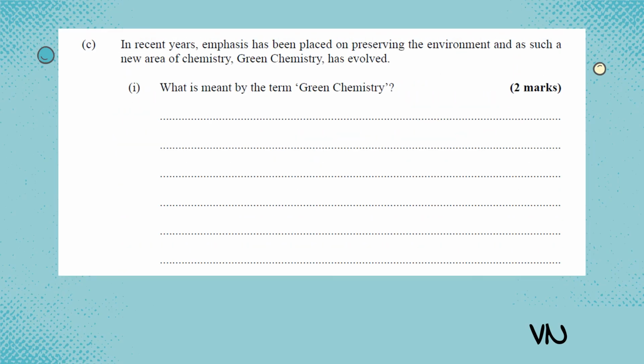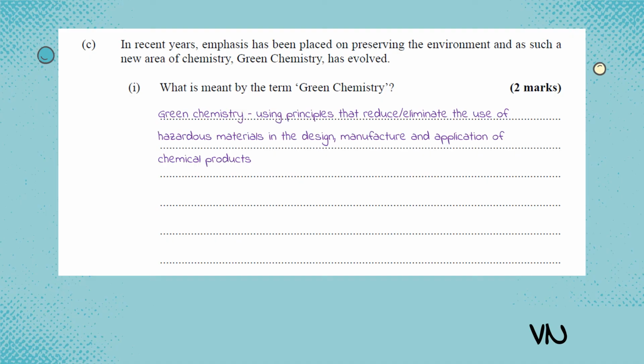Part C of the question deals with that part of the syllabus, green chemistry. The first part asks us, what is meant by the term green chemistry? So green chemistry is defined as using principles that reduce or eliminate the use of hazardous materials in the design, manufacture, and application of chemical products.